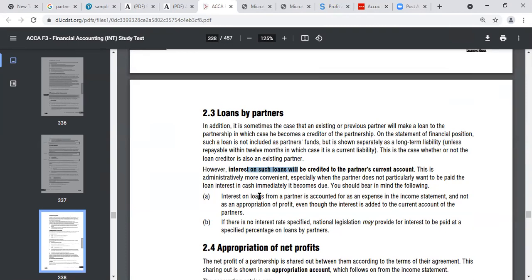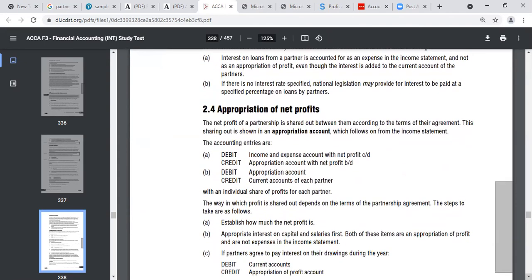And then the interest on loan has to be catered for as an expense in the income statement, just like the way we do for the private sector. When, let's say, the owner of the business borrows money, for example, from the bank, that interest is recorded as part of the expenses. So it's the same thing that also happens in this case. And then we have the appropriation of profits.